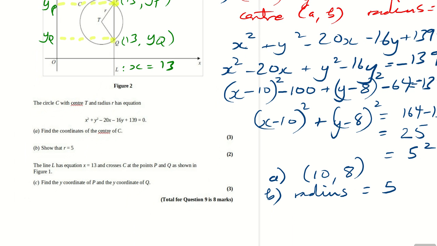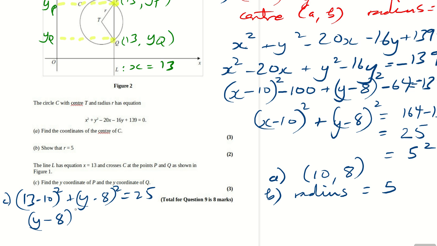Okay, so nothing too hard. So if we substitute in x is 13, we get 13 minus 10 squared plus y minus 8 squared equals 25. 13 minus 10 of course is 3, squared is 9, so y minus 8 squared equals 25 minus 9, of course, which is 16, and that tells us that y minus 8 is plus or minus the root of 16, or in other words plus or minus 4.